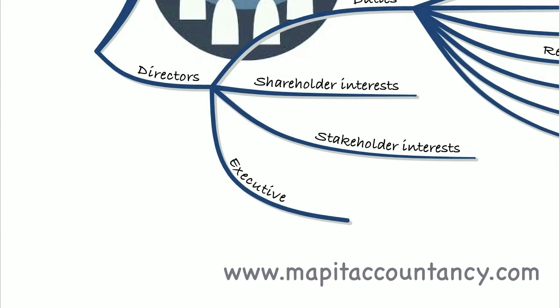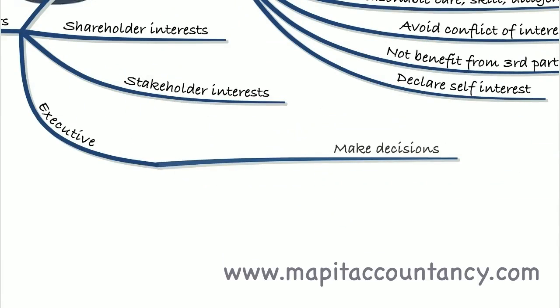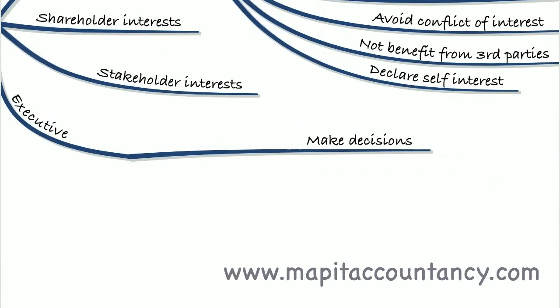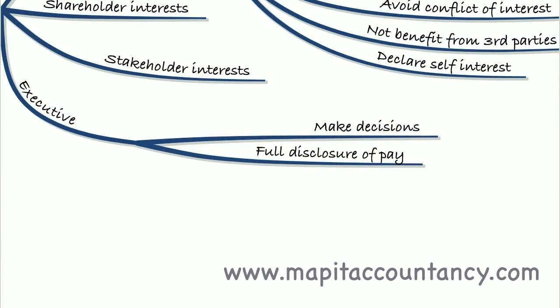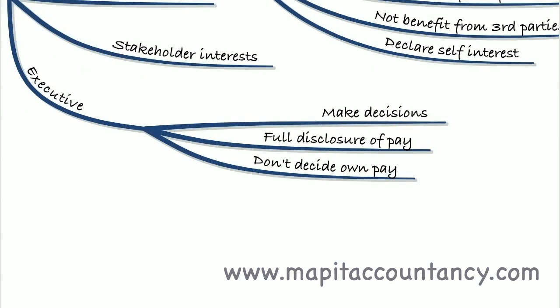We also need to think about the executive decisions that are made. So executive directors are those guys who actually make those decisions. For example, when it comes to executive directors, we need full disclosure of their pay, and we need to make sure that they don't decide their own pay, that they've got a remuneration committee to set those sorts of things.